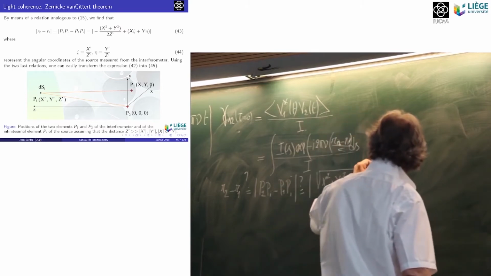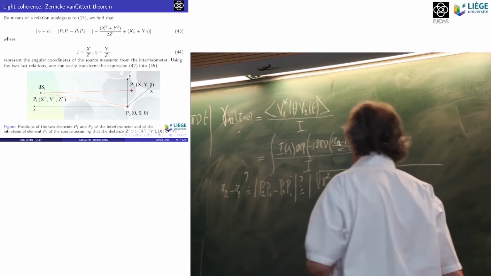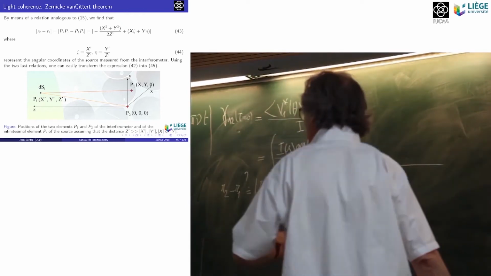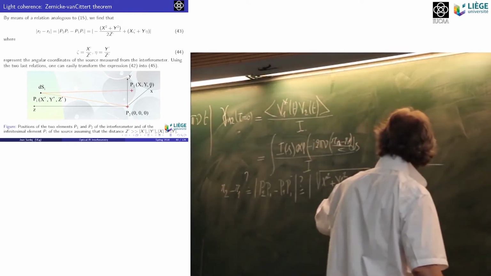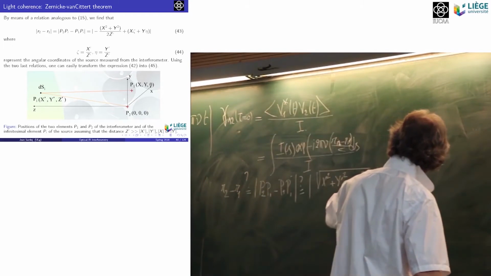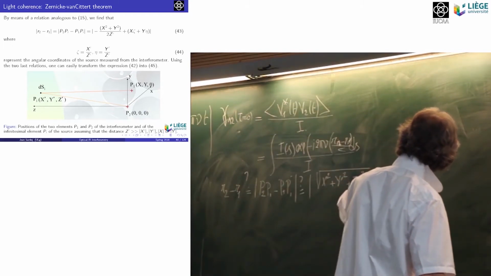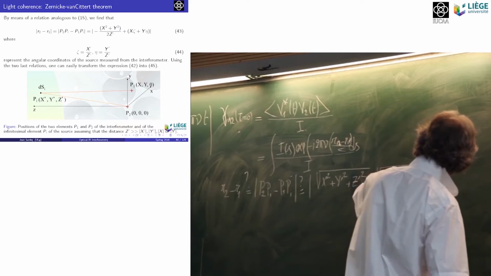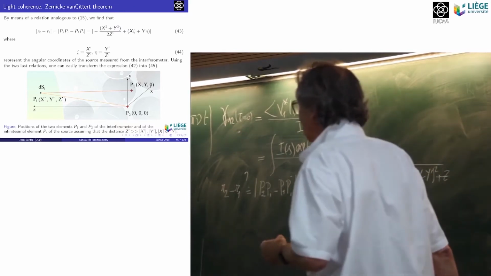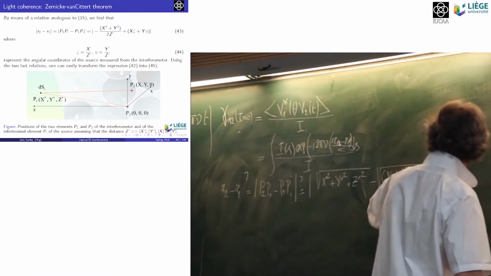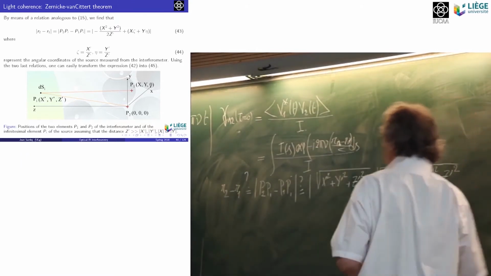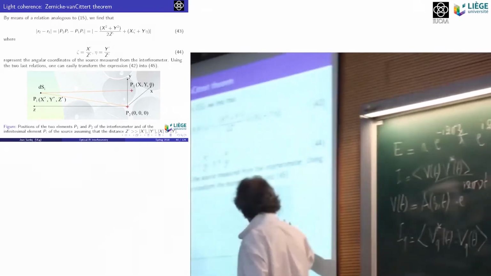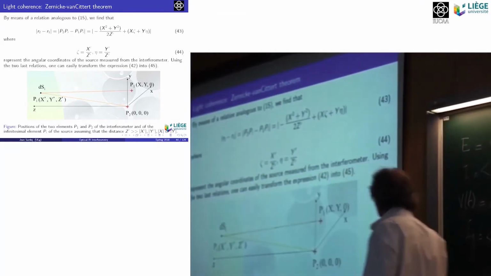minus the square root of P1Pi. So P1Pi will be x minus x prime square plus y minus y prime square plus z prime square. We assume, of course, that the two elements of the interferometer are in the plane xy, for z equals 0.